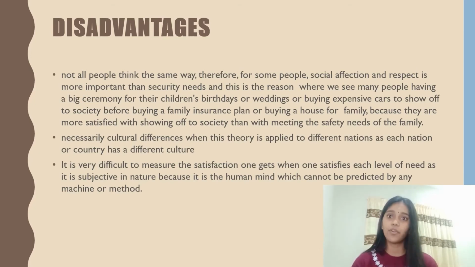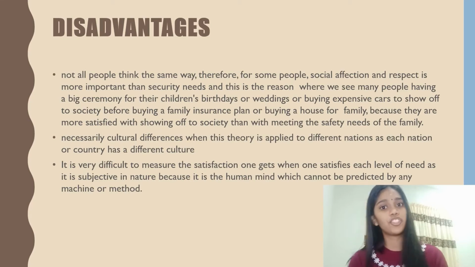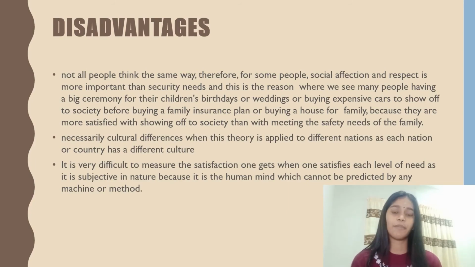The second one is cultural difference when the theory is applied to different nations, as each nation or country has a different culture. The last one is that it is very difficult to measure the satisfaction of each level of needs. It is subjective in nature because it is the human mind, which cannot be predicted by any machine or method. That's all from me. Thank you.